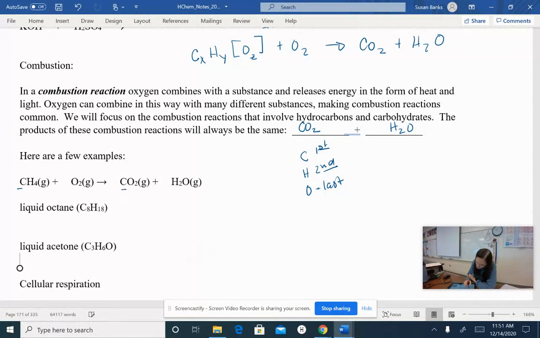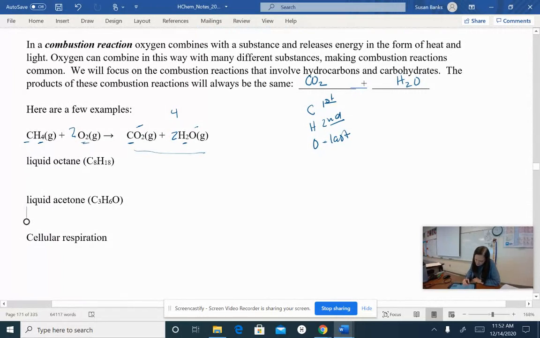I've got one carbon. I've got 4 hydrogens. Here I've got 2. So 2 times 2 is 4. Now I'm going to look at my oxygens over here. I've got 2 here plus 2 more, so a total of 4. So what do I need to multiply 2 by to get 4? Hopefully you said 2. Okay, let's do one more.